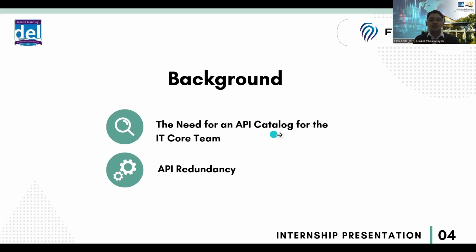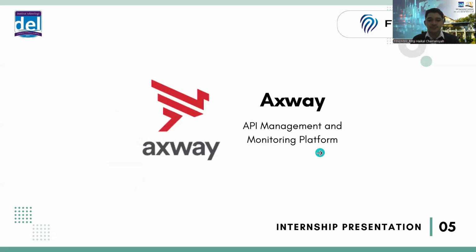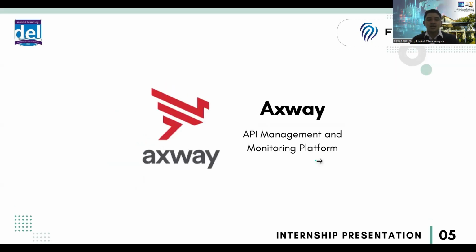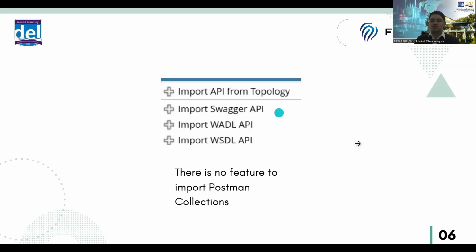To solve this, my project is focused on converting Postman collections to standardize the documentation of all APIs in Flip Group. This means creating an API converter for a centralized API catalog using one platform. It's called Axway. What is Axway? Axway is a platform to manage all these APIs. Flip Group uses a platform called Axway API Gateway. These tools help organize, secure, and monitor all the APIs in one place. However, Axway can only work with API documentation written in a format called Swagger.